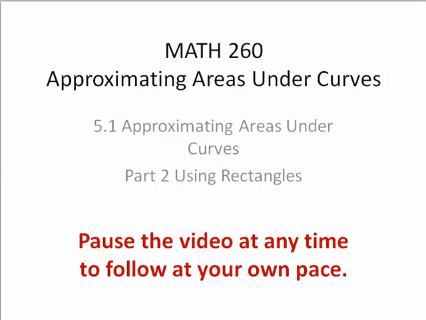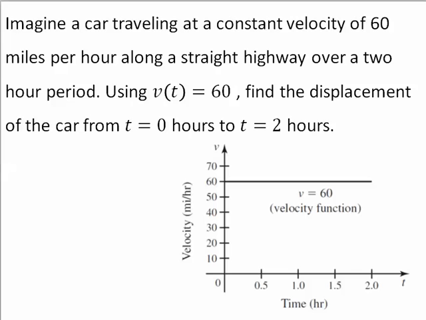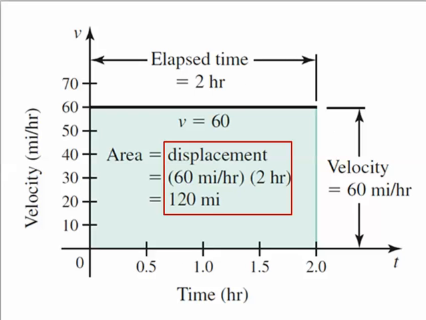Approximating areas under curves using rectangles. Imagine a car traveling at a constant velocity of 60 miles per hour along a straight highway over a 2-hour period. Using v of t equals 60, find the displacement of the car from t equals 0 hours to t equals 2 hours. The displacement will be 120 miles.